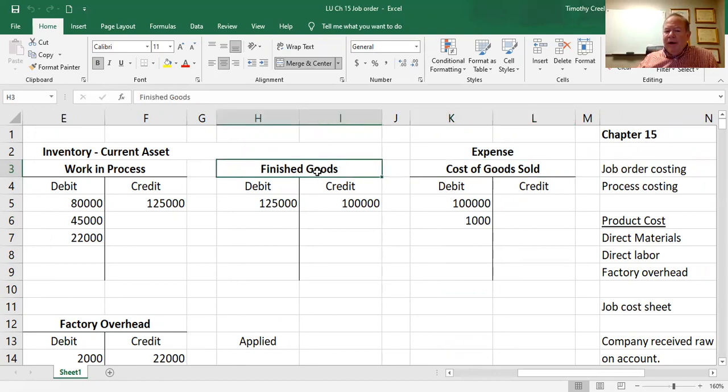So think about it this way. If we complete a product, once it's complete, it sits in finished goods, because finished goods is the place that it's waiting to be sold to the customer. Once it's sold to the customer, it moves out of finished goods and goes to cost of goods sold.